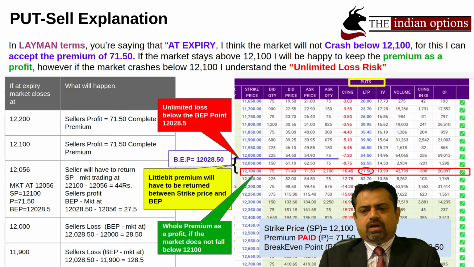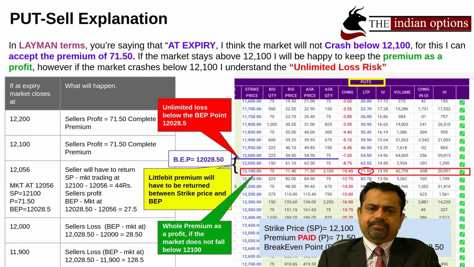Now the break-even point, which I have explained in the blue box down there, is always the strike price minus the premium, for put sell and put buy also. So our break-even point is going to be 12028.50. That is 12,100 minus 71.50, which gives us 12028.50.